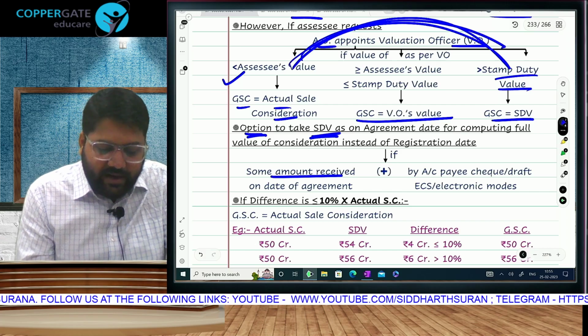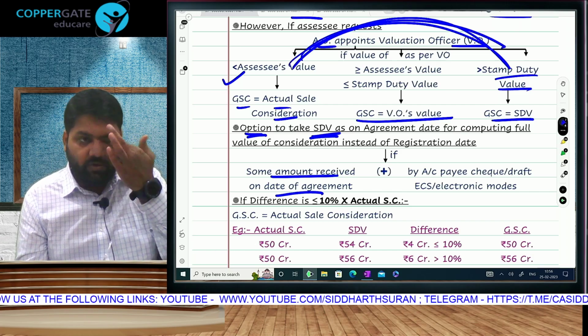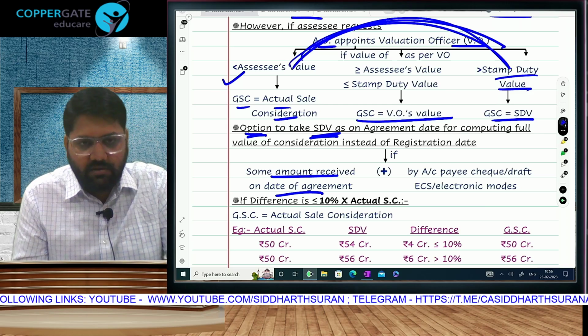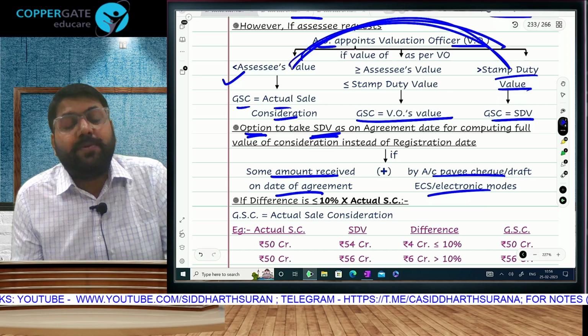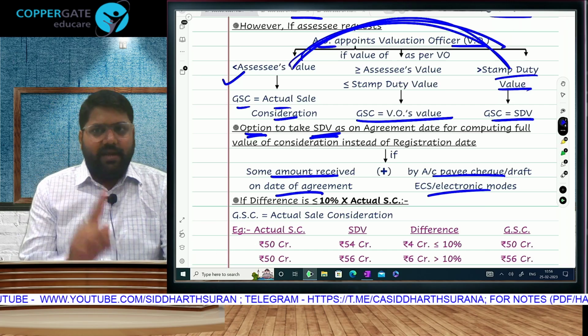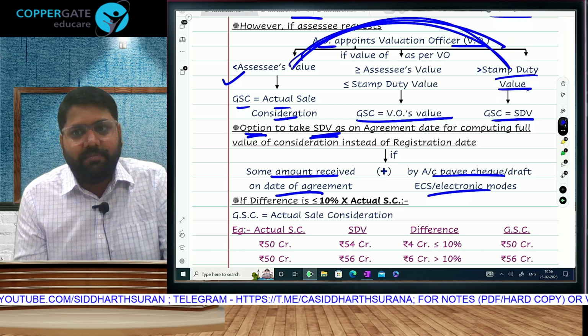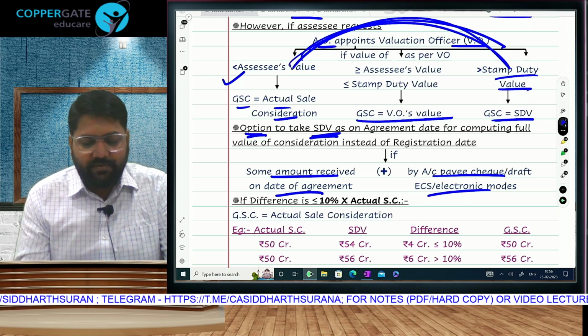Condition 1, there has to be some amount that was received at the time of agreement. Otherwise, how will you prove that you have done agreement at an earlier date? There has to be some amount received. It can be any amount, and that has to be in the allowable modes. Otherwise, people will say, I paid 1 rupee in cash. There has to be some advance received at agreement in allowable modes. Then you can take agreement date stamp duty value instead of possession date stamp duty value.